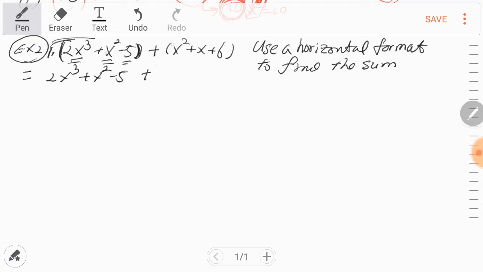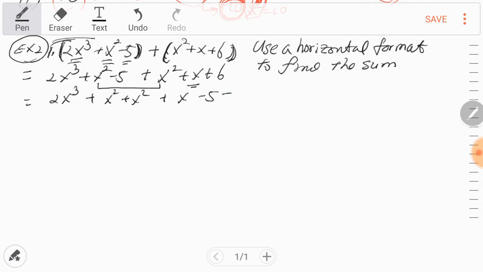And from the second polynomial, also the same. This polynomial is multiplied by 1, so we can remove the parenthesis. Okay, and then we can put the like terms together. So here is 2x cubed. And when we combine the like terms, the like terms are the terms which have the same exponent. So it is x squared plus x squared, same exponent. And then here is only one x. How about the number? The constants are -5, -5, and 6.